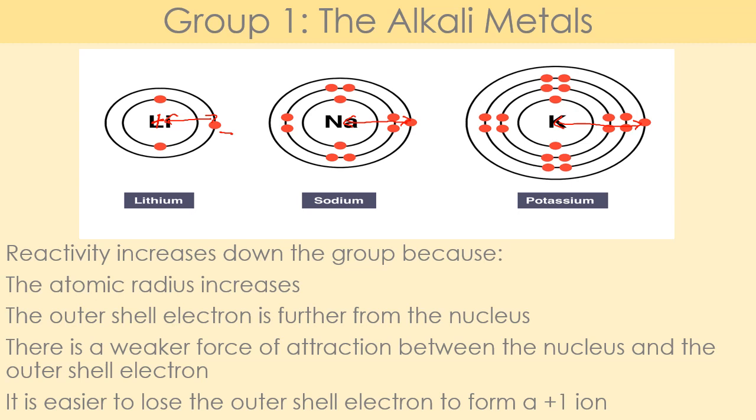So we've got our kind of 4 statements there for what's going on. Our atomic radius increases, outer shell electron is further from the nucleus, weaker force of attraction between the nucleus and the outer shell electron, and then it's easier to lose that outer shell electron to form a 1+ ion. That is our explanation for it.